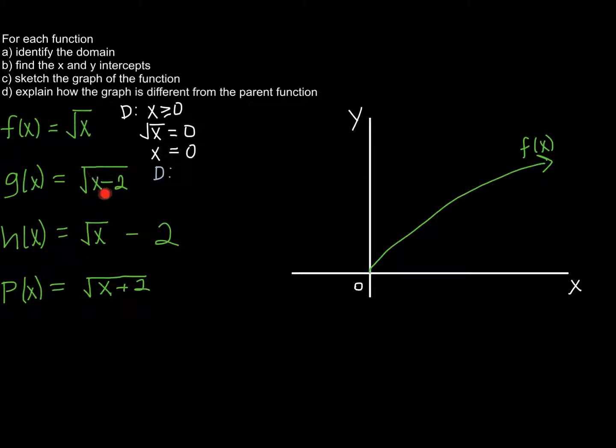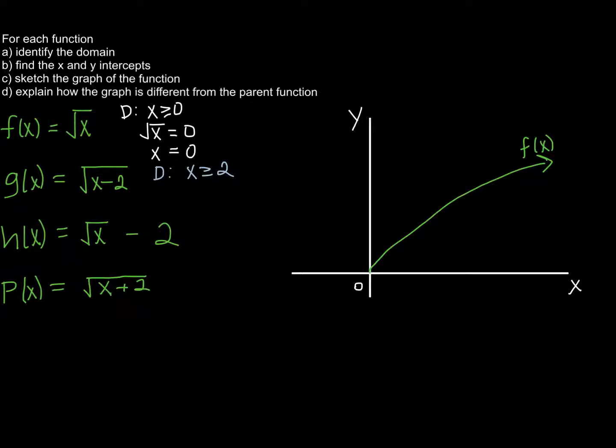What's the point at which we will finally break out of the negative numbers? That will be when x hits 2. Once x is equal to 2, then we're going to be good to go. Everything past that point will give me a positive radicand. So my domain is going to be all x values greater than or equal to positive 2.